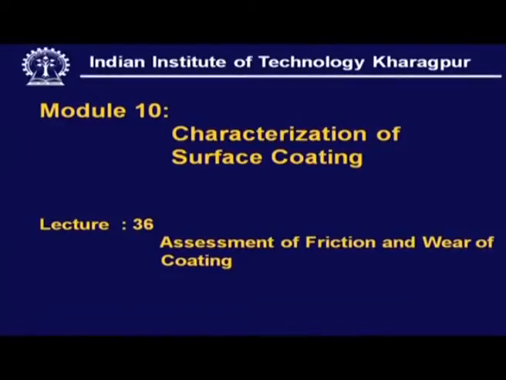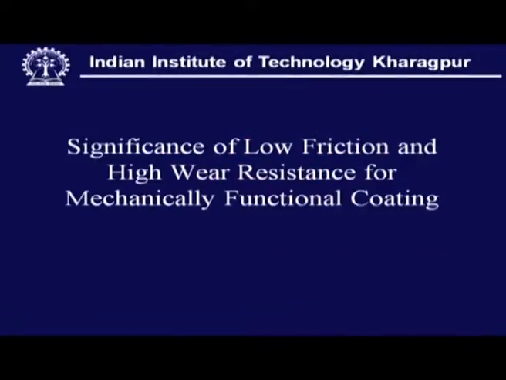Assessment of friction and wear of surface coating. Now, let us see what is the significance of low friction and high wear resistance for a mechanically functional coating. This is going to be a requirement for a mechanically functional coating, in that there will be a sliding between two parts, and these are known as tribopair.